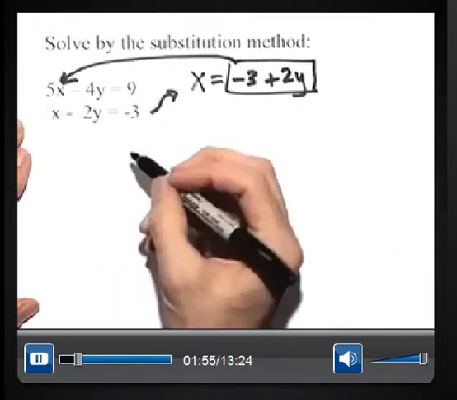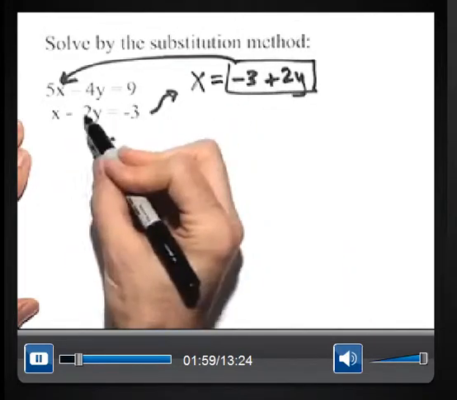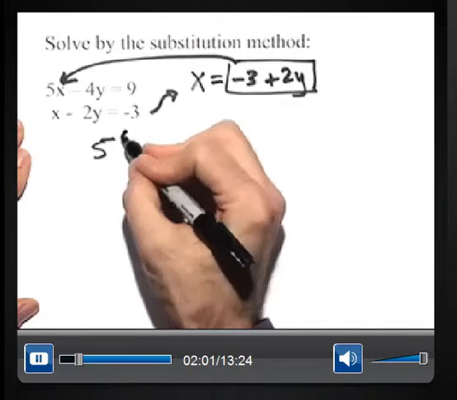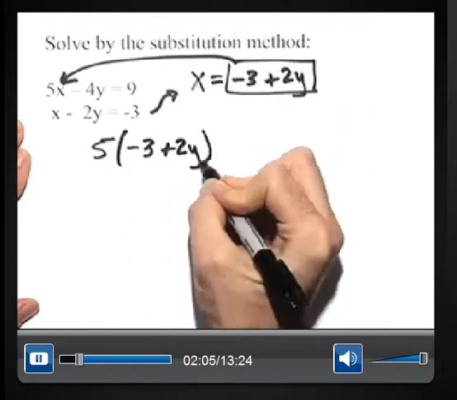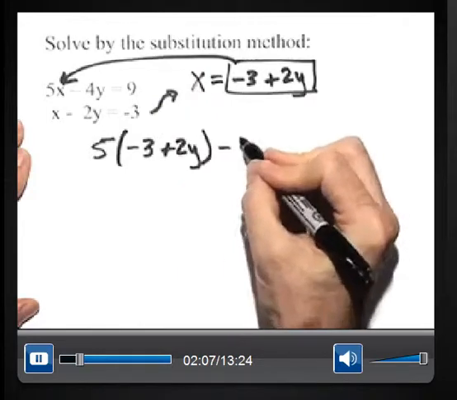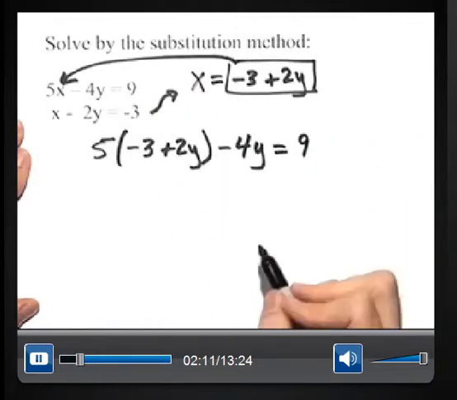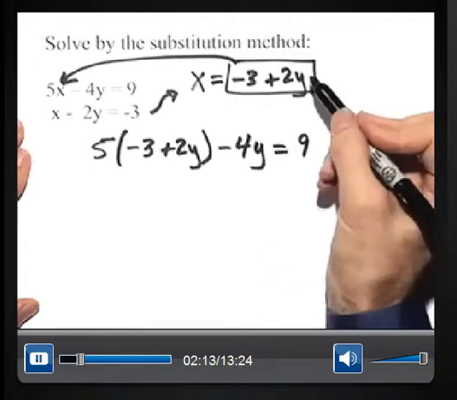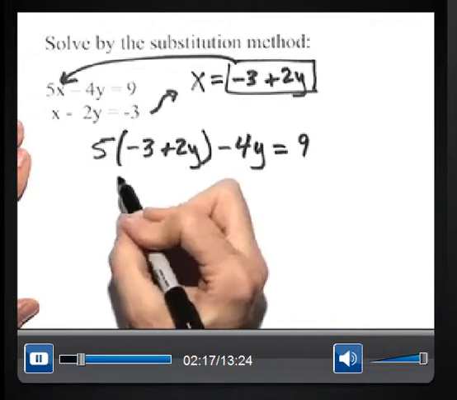So let's do it. Let's replace this x with what we found to be x in the second equation. We found x to be negative 3 plus 2y. Substituting that in the other equation gives us a new equation only with y. If we solve this for y, we can take our answer and substitute it back in here and find x as well. So let's go ahead and do all that.